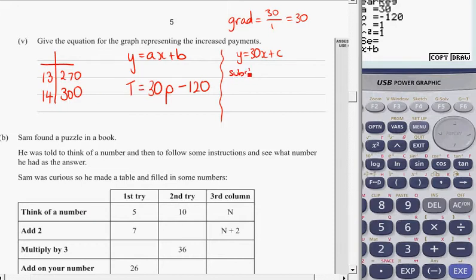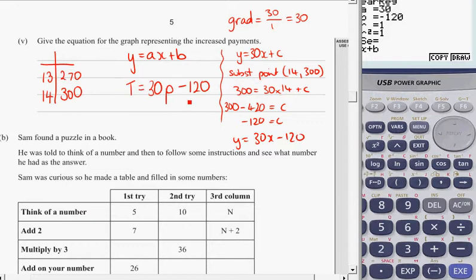And we substitute the point 14, 300. So 300 equals 30 times 14 plus c. C is going to equal 300 minus 30 times 14. 30 times 14 is 420. And that gives us the minus 120. So y equals 30x minus 120. And of course you'd need to go and use the lettering. On the calculator is fine.